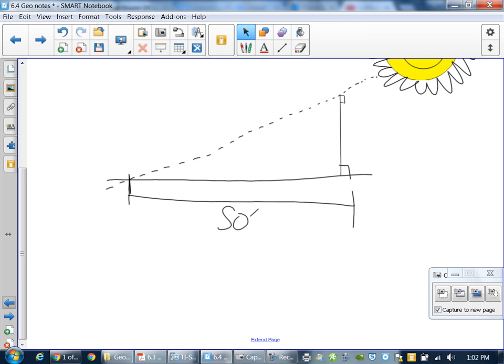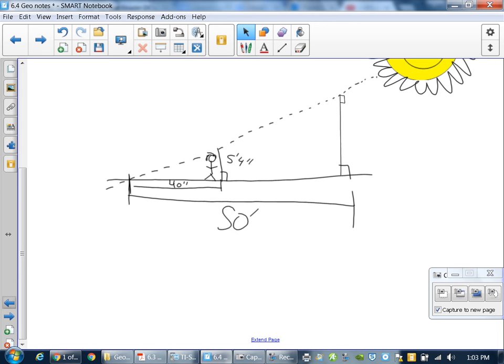It says a woman standing nearby is 5 feet tall and she casts a shadow 40 feet long. She's also creating a right angle with the ground because she's standing up straight. Now remember, this is not drawn to scale. Gotta measure it out.